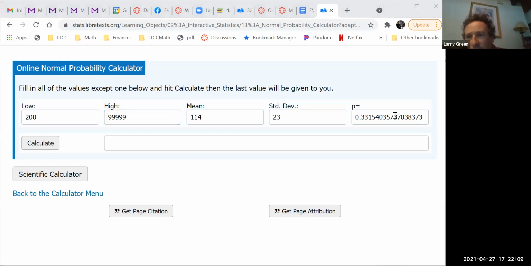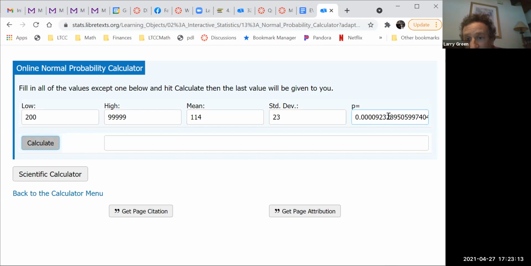What do I do for p equal? It's probably not 0.3315, etc. What do I do for p equal? Any thoughts? Any ideas? I don't see y'all jumping in. Okay, the thing is it's what we want. If it's what we want, then you leave it blank and the computer will fill it in when you hit calculate. You have to leave one blank, and you leave the one blank that you want the computer to solve for you. So I hit calculate and there we go.